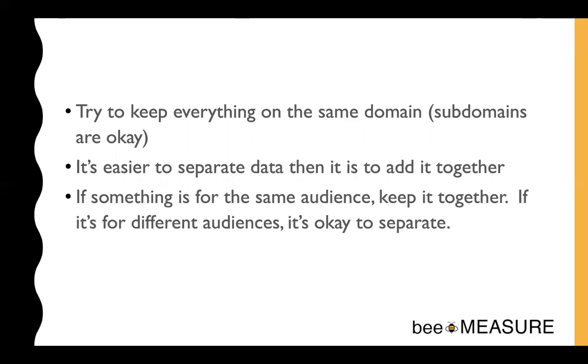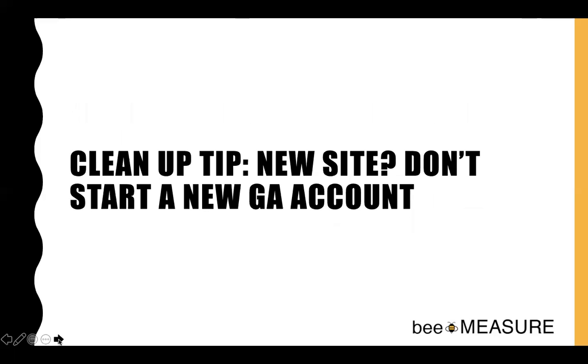So if things are for the same audience, I recommend keeping that tracking together. If it's for different audiences, like the patients and the researchers, those are two different audiences and the traffic does not overlap, it's okay to make those two separate properties inside one account.